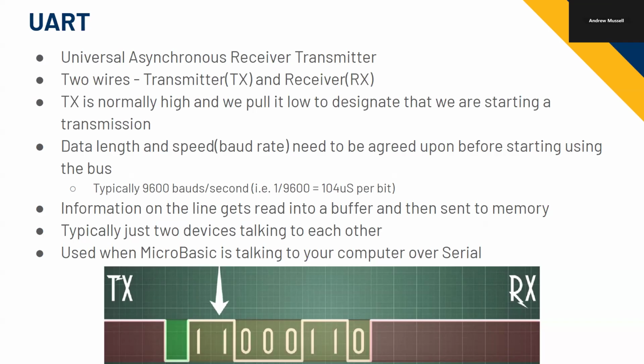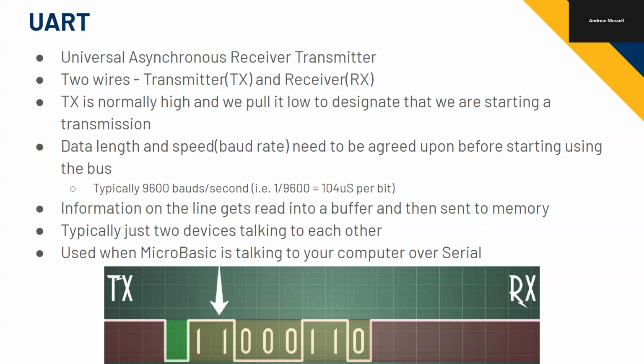So the first communication protocol, and some of you might have heard of these before, but it's good to go over them, is UART. This stands for Universal Asynchronous Receiver and Transmitter. So it's just two wires. Your chip will have a transmit and a receive pin, and then the other chip will have a receive and transmit. So one transmit connects to the other one's receive, and the other one transmits to your receive.